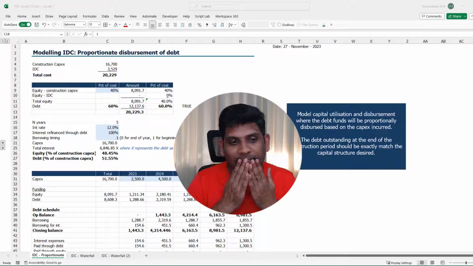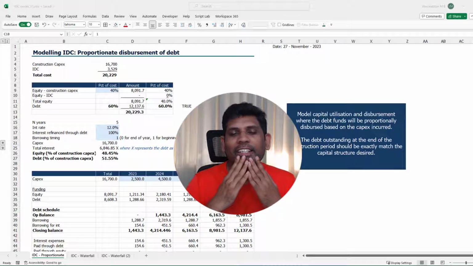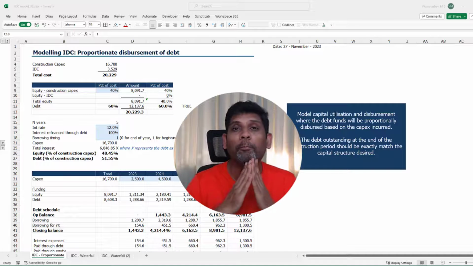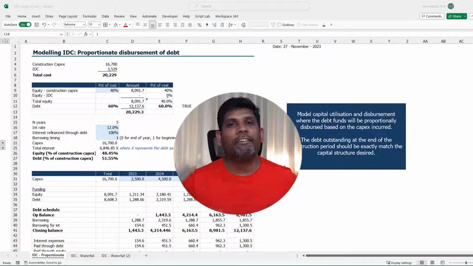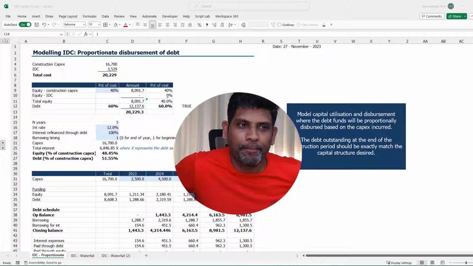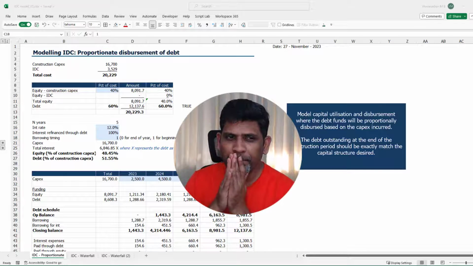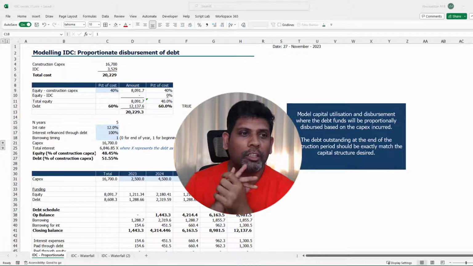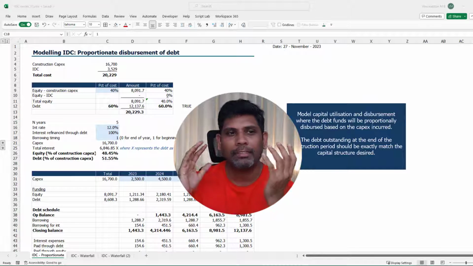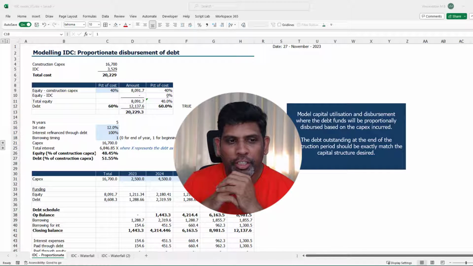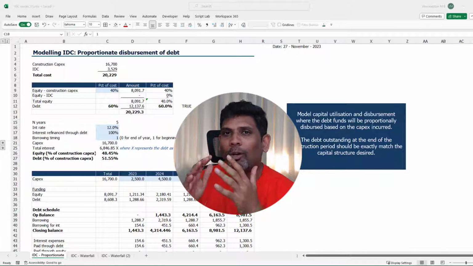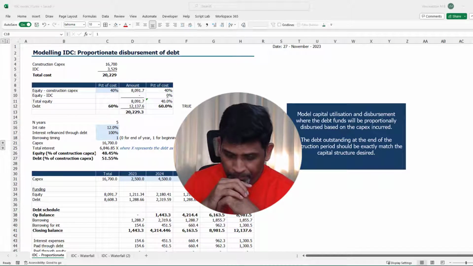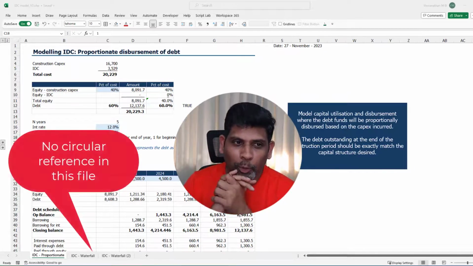Hi everyone. I'm super excited to let you know that I have effectively solved the problem of circular reference when it comes to modeling IDC, or interest during construction. If you're a project finance modeler, you would know the circular reference problem when it comes to modeling IDC. The interest during construction depends on the loan you borrow, but the loan also depends on the interest during construction. I've solved the problem, so I'm super excited.